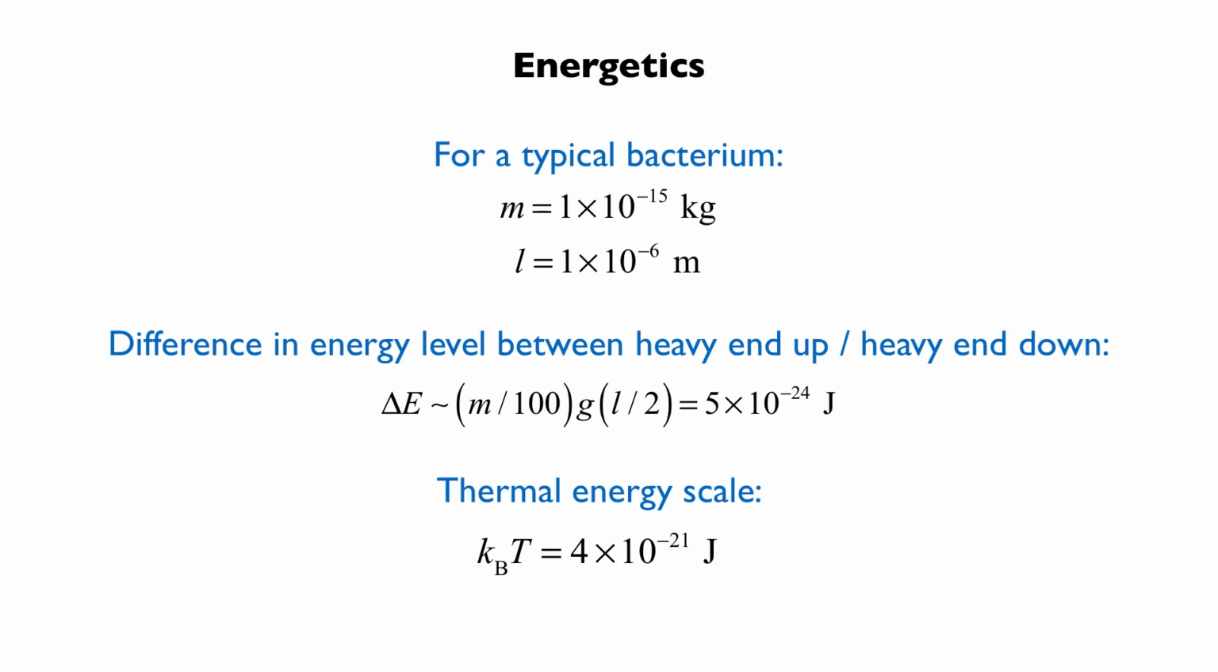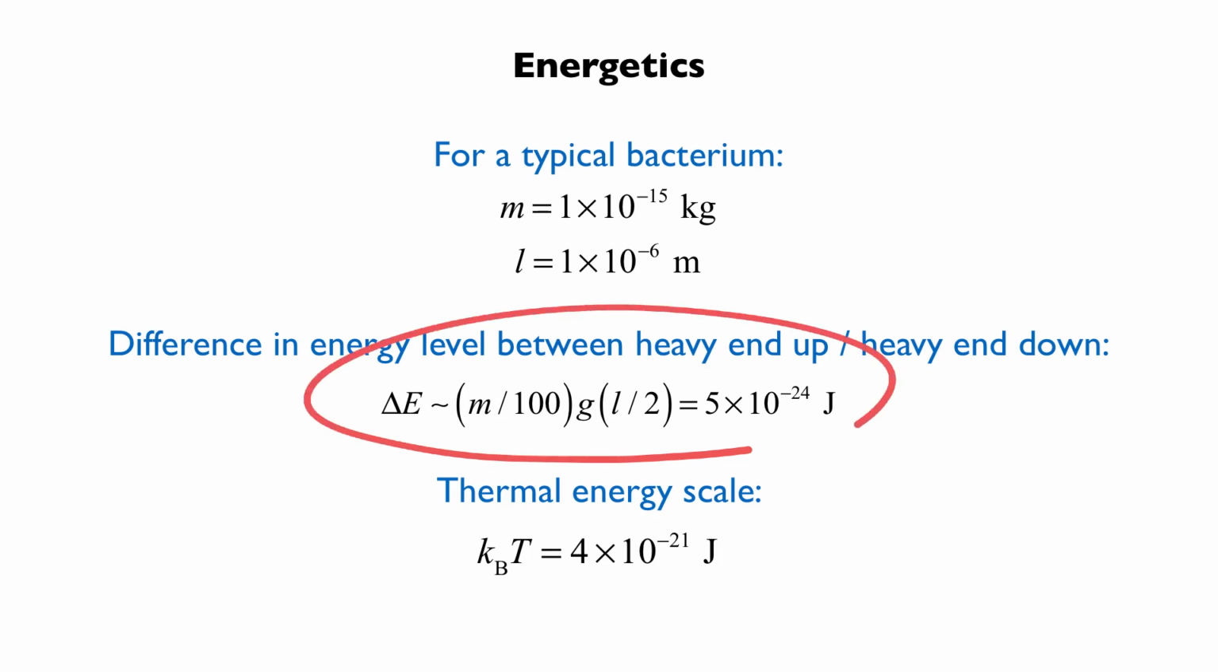And now let's consider the energetics of the bacterium. Okay, so typical bacterium, this is a typical mass, this is a typical length. If we just say, hey, let's weight one end with iron, so one end is heavy and one end is light, what is the difference in energy between having the heavy end up and the heavy end down? The difference in energy is about 5 times 10 to the negative 24th joules. But there's a thermal energy scale, which is just the energy scale of atoms moving and jostling around, and that is about 4 times 10 to the negative 21st joules. So this energy is smaller by a factor of 1,000. So it's 1,000 times smaller.